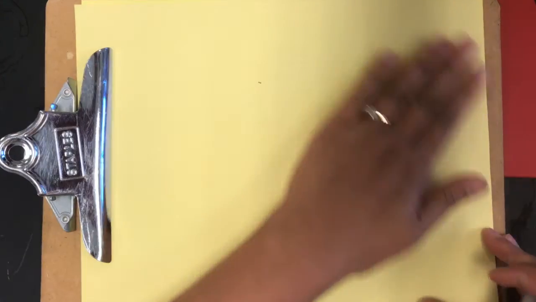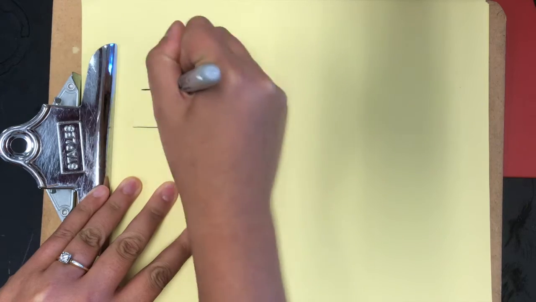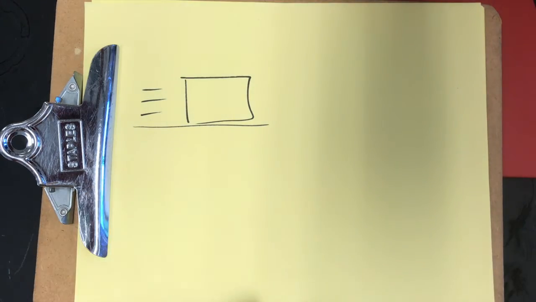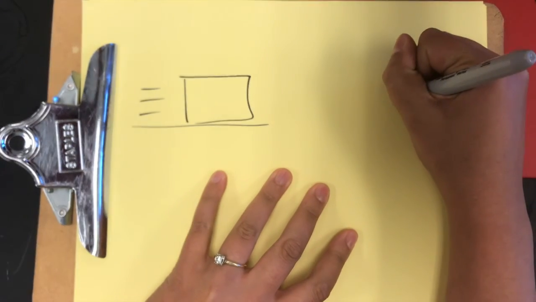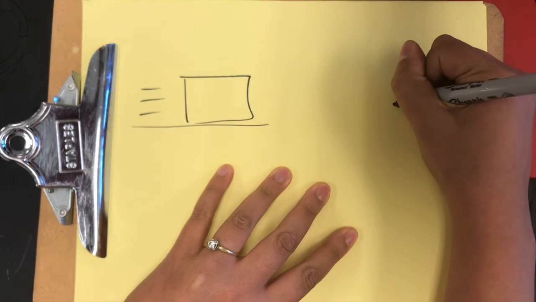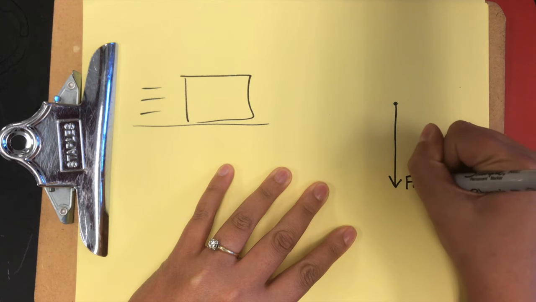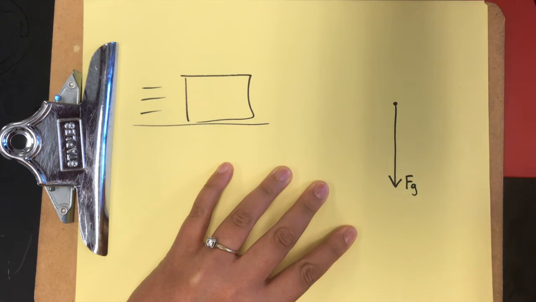So let's do some examples. In this example, let's say I have a box sliding across the table. Okay? First, we identify the forces acting on the object. Our object is drawn as a dot, and because I'm anywhere near the surface of the earth, the gravitational force points down.